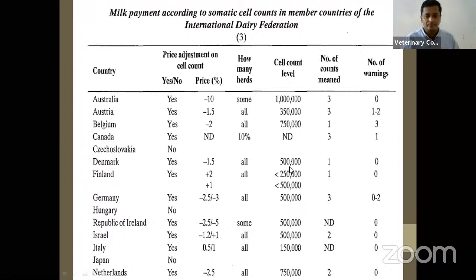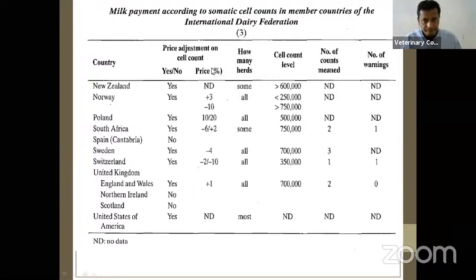Just to explain, likewise you can see in various different countries, different penalty measures have been imposed. Some countries have warning systems, while the majority of countries do not. It means you should always see that your cell count per ml does not exceed this limit. Likewise, these are the recommendations for somatic cell counts in different countries. Some more countries, you can see.